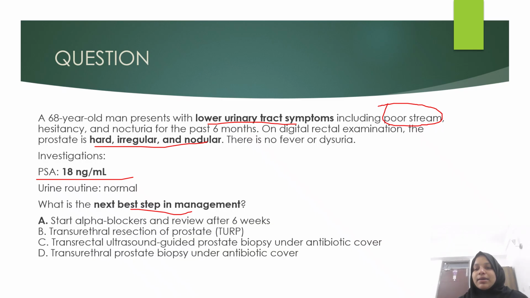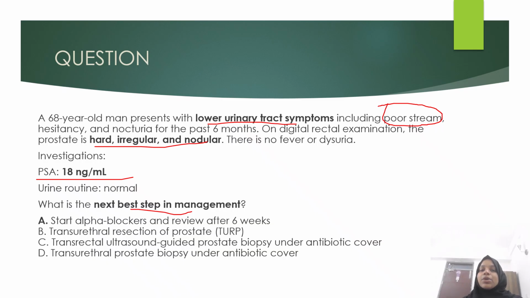So this seems like a red flag sign in a prostate mass. So you have to rule out prostate cancer. So how do you rule it out? Options are start alpha blockers, review after 6 weeks. No, that will resolve the symptoms of the patient, but that will not conclude whether it's a benign or malignant swelling. So you need a biopsy. How do you take a biopsy? Is it transurethral or transrectal? That is the question, because the options are transurethral resection of prostate. That is not yet to be done because you have to make a diagnosis first.